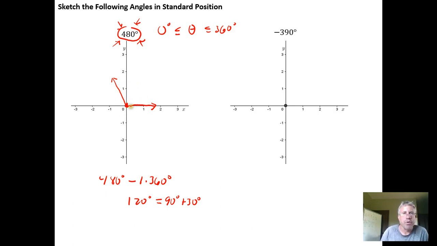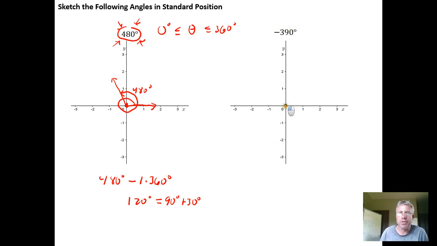And now to get my 480 degree angle, I'm going to say, well, this is a full 360 plus an additional 120. To get there, this is a 480 degree angle in standard position. Here I have a negative 390 degree angle, so I want to sketch it in standard position.